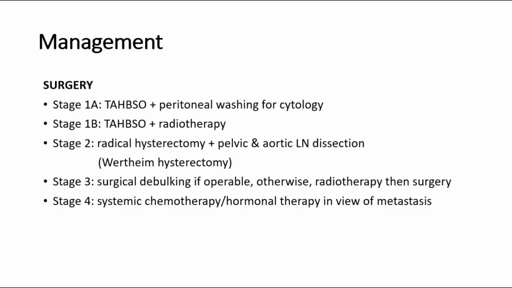So this is a summary of the management. For stage 1A, we can do a TAHBSO, which is a total abdominal hysterectomy with bilateral salpingo-oophorectomy plus peritoneal washing for cytology. Stage 1B is TAHBSO plus radiotherapy. And stage 2, where the tumor invades the cervical stroma, we can do a radical hysterectomy plus dissection of the pelvic and aortic lymph nodes, also called a Wertheim hysterectomy.